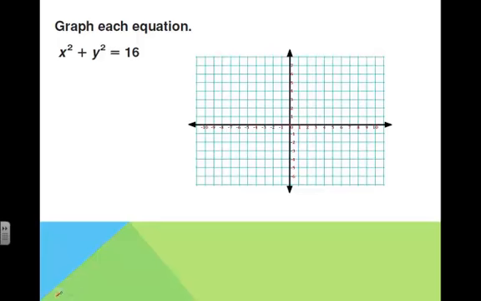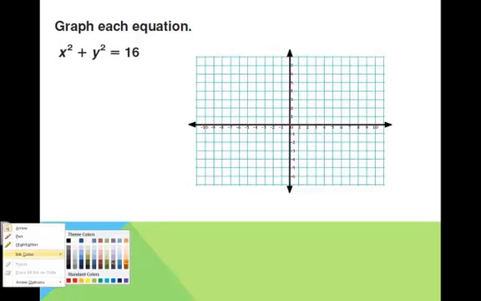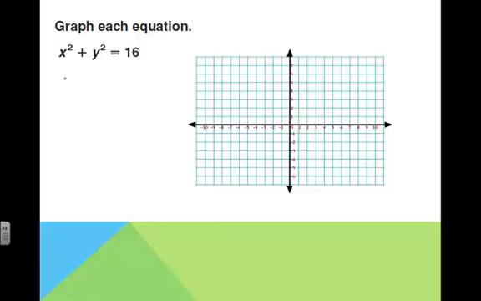Alright, let's try this one. First we have to identify our center. Because I'm not adding or subtracting anything, my center for this particular circle is (0, 0). And then for the radius, 16 is the radius squared, so that means the radius is 4. So plot the center at (0, 0), and then we're going to go north 4, south 4, east, and west, and then draw in our arc.